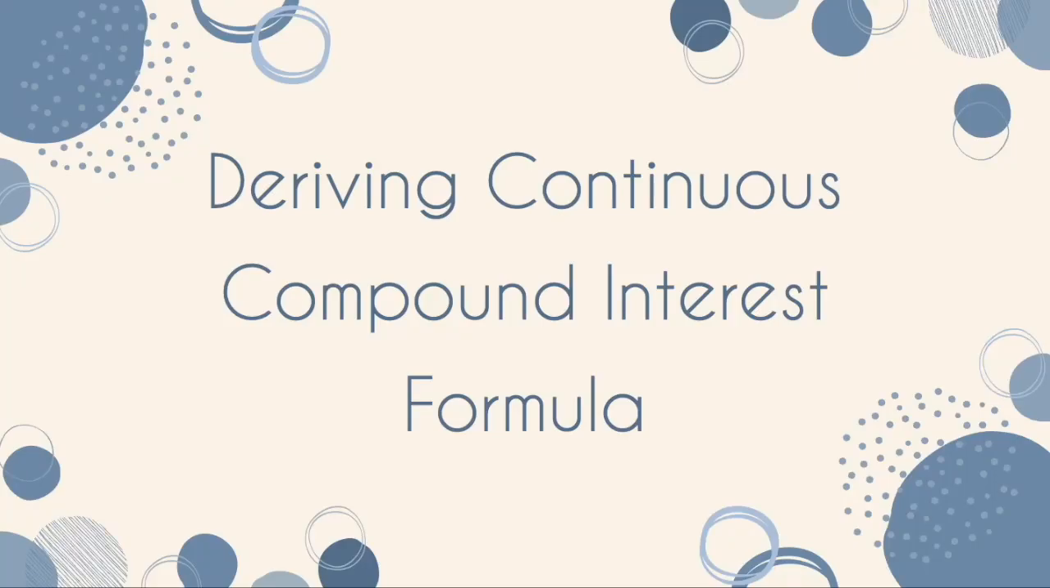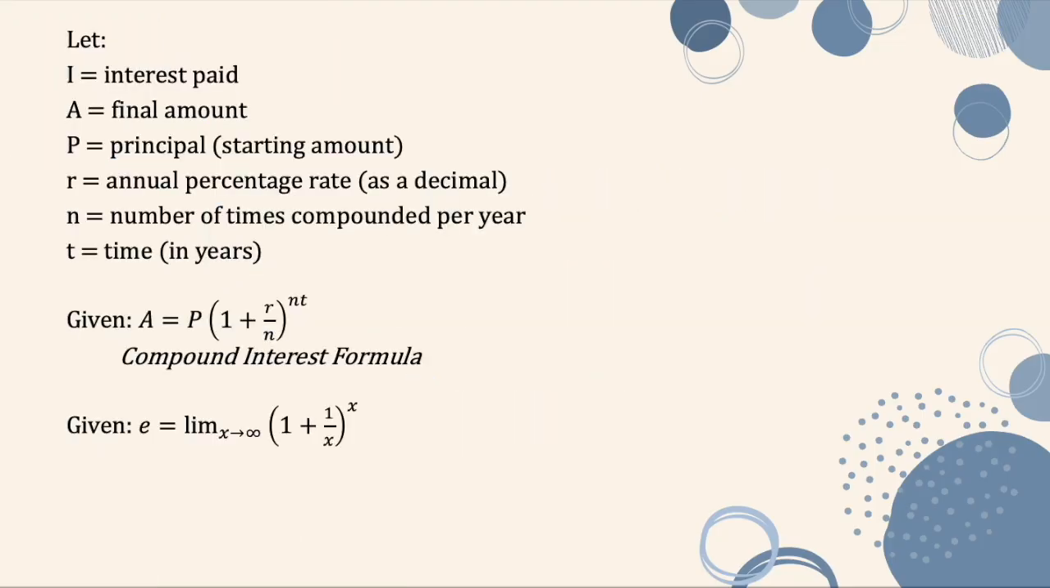Let's work on deriving the continuous compound interest formula. Before we start, we should be given some values. So let's let I equal the interest paid, A be the final amount, P be the principal that we're starting with, R be the annual percentage rate written as a decimal, N be the number of times compounded per year, and T be the number of years for time.